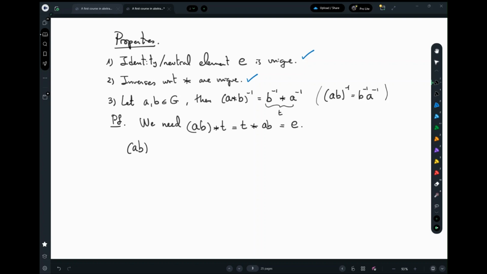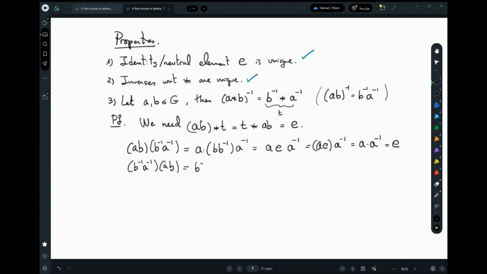So how much is AB times B inverse A inverse? I need the associativity here to write this as A times B B inverse A inverse. Then I'm going to use the fact that B inverse is an inverse, and this is A E A inverse. And then A times E is A, and A times A inverse is E because A inverse is an inverse. And similarly, I can do B inverse A inverse times AB. I can write this as B inverse A B, and that is going to be B inverse E B, which is B inverse B, which is E. And that checks that this is true.